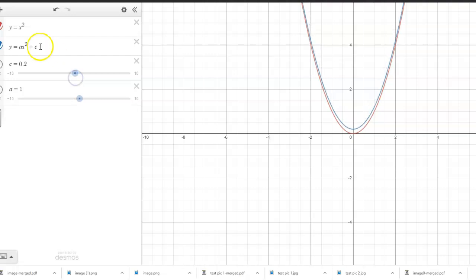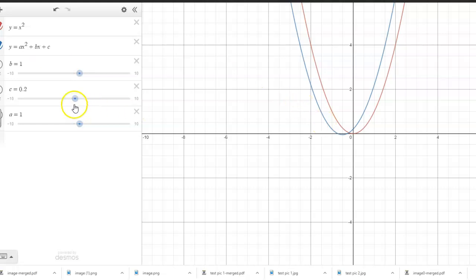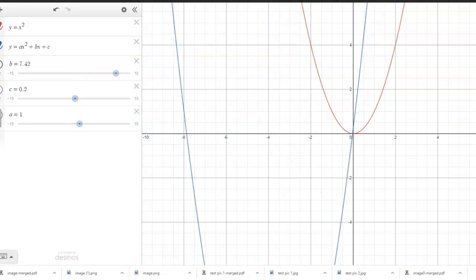Now the next question is, what does the b value do? So we haven't looked at that at all yet. So if I add in a plus bx, I'm going to add a slider to that. Okay, so what if I change the b value around a bit? I'm just going to play this and see what the graph is doing here.